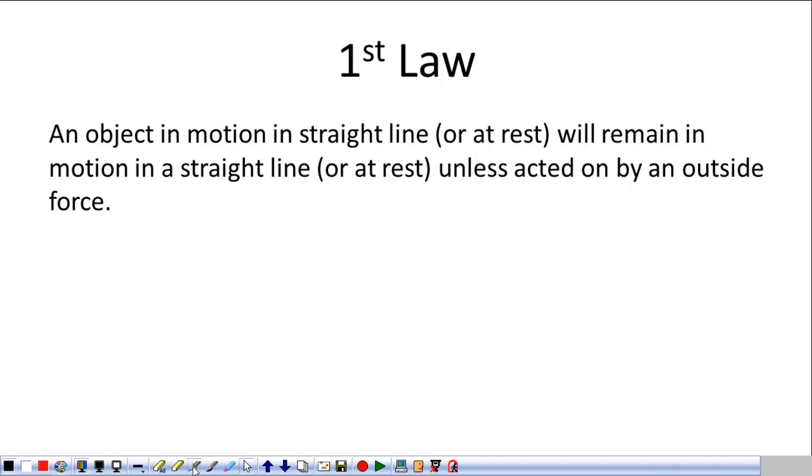All right, we are going to begin our discussion about forces by talking, as always, about Newton's first law. This is Newton's first law. An object in motion in a straight line will remain in motion in a straight line unless acted on by an outside force. Or we could read that as an object at rest will remain at rest unless acted on by an outside force. I think that's a very confusing way to say things, so I like to say it a little bit differently.